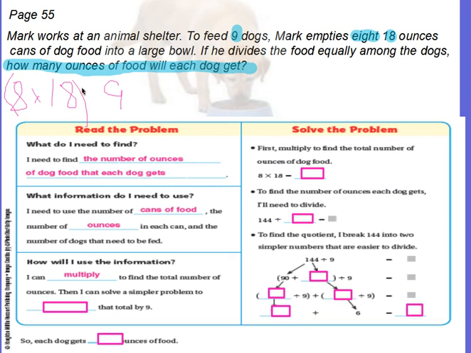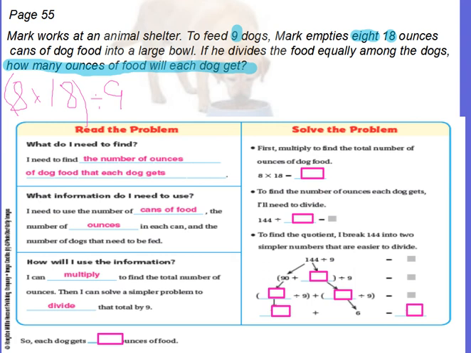Now I have the total number of ounces, but now I have to divide that equally among the 9 dogs. So what order of operations am I going to use? I'm going to divide. All right, now I'm going to do those steps.